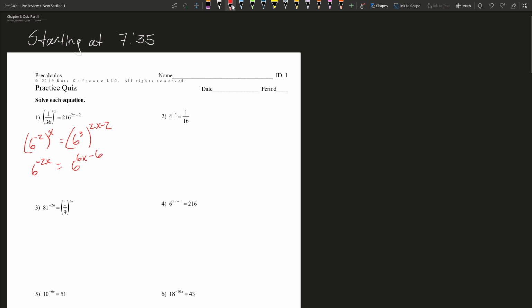And now that the bases are the same on both sides, we can cancel them out and set negative 2x equal to 6x minus 6. Then if we add 2x to both sides, or I'll subtract 6x, negative 8x will equal negative 6. So x will equal 6 over 8.